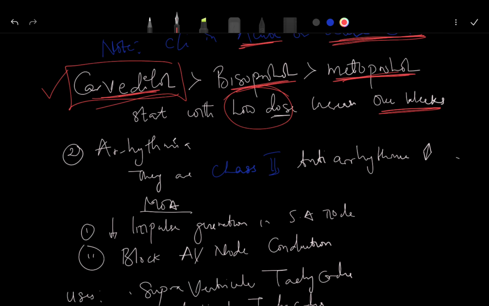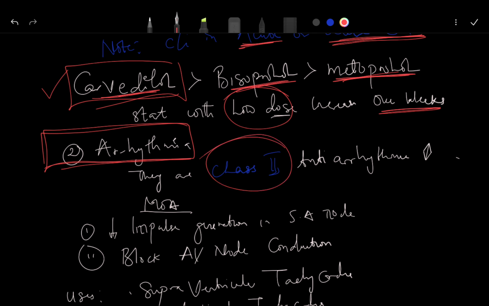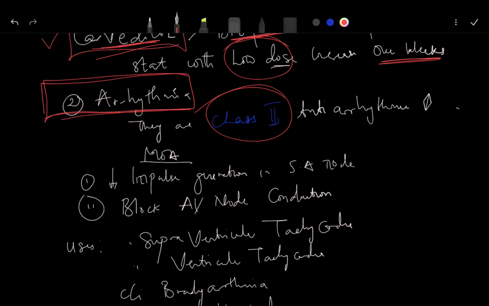Another heart condition in which we use beta blockers is arrhythmia. Remember, I said the use of beta blockers could either be cardiac or extracardiac. Another cardiac condition we use beta blockers in is arrhythmia. Now, in arrhythmia, beta blockers are class 2 antiarrhythmic drugs. And how do they work?